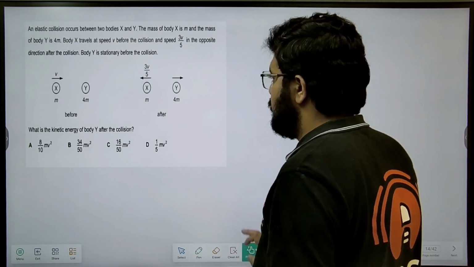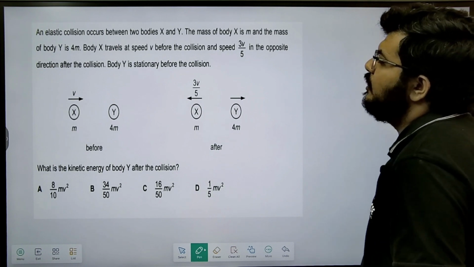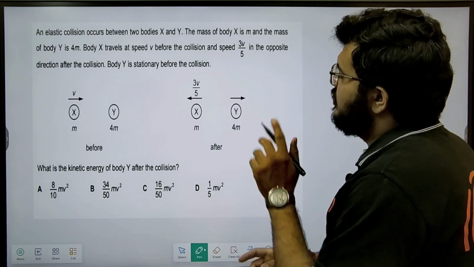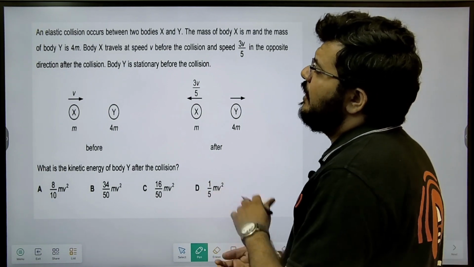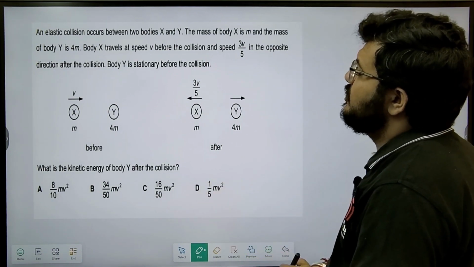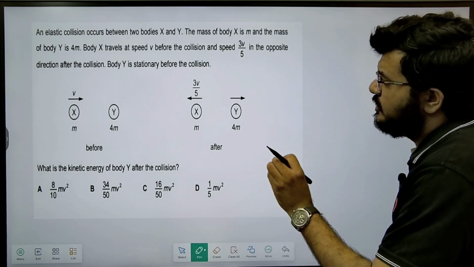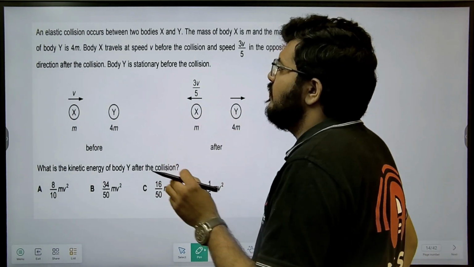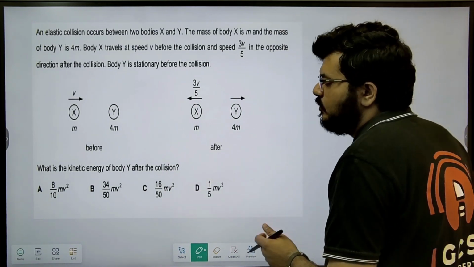Then we have this question. Okay, so the question says an elastic collision occurs between two bodies x and y. It is an elastic collision. The mass of body x is m, the mass of body y is 4m. Body x travels at a speed v before collision and speed 3v by 5 in the opposite direction after the collision. Body y is stationary before the collision. What is the kinetic energy of body y after collision?